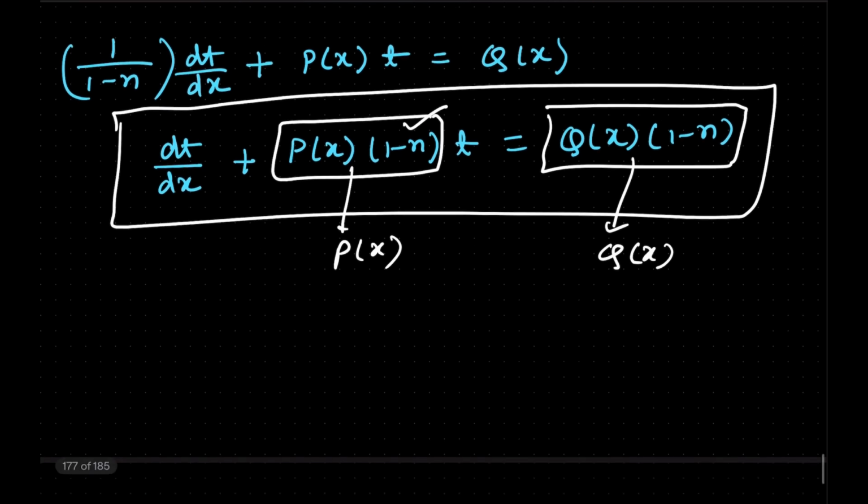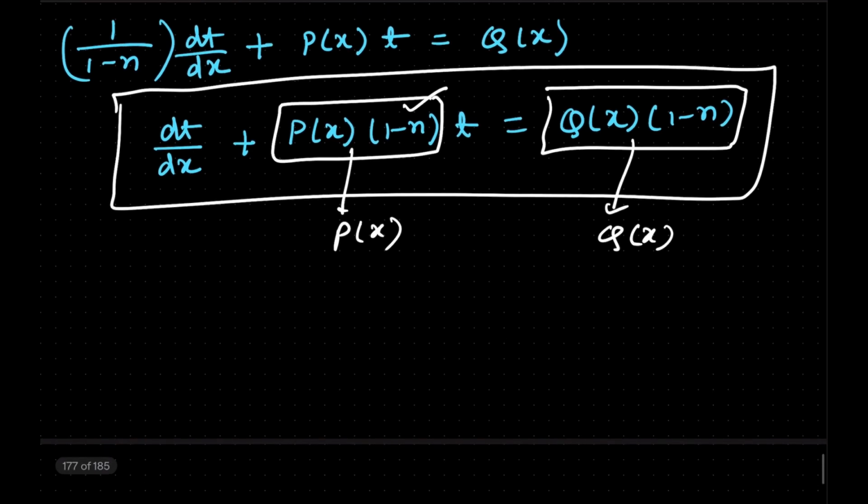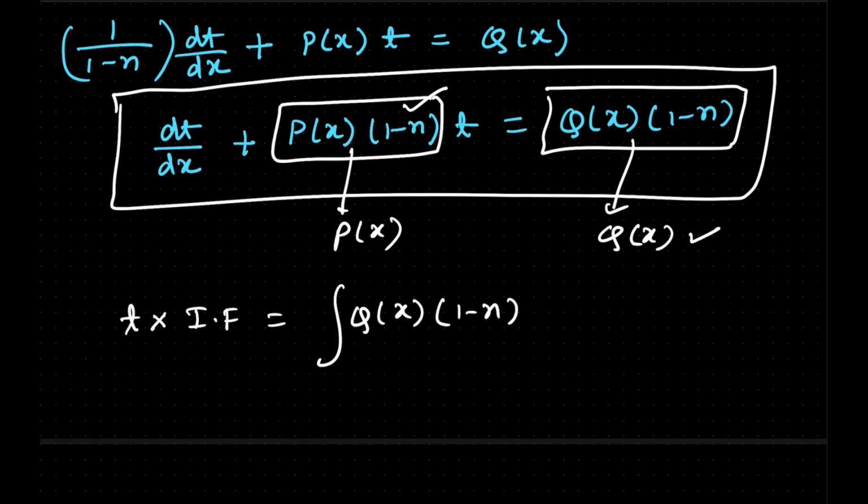Now applying the solution of the Leibniz form that we have derived, you can write t into integrating factor is equal to the integration of q(x), and our new q(x) is q(x) into 1 minus n. This factor will come because our new q(x) is this term, dx plus c.